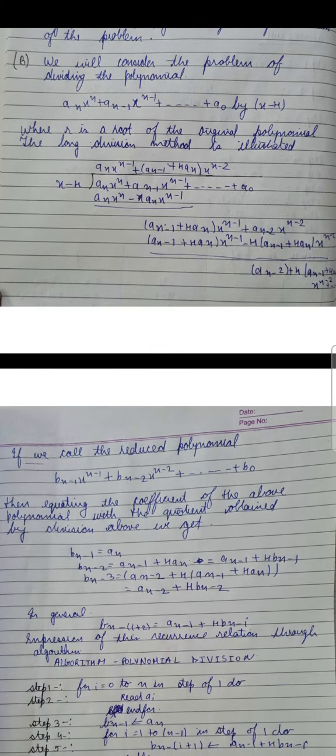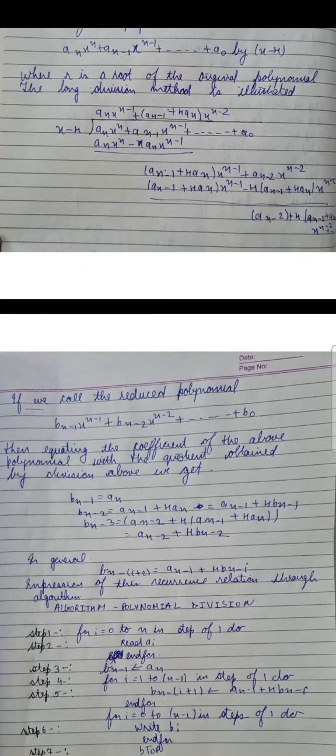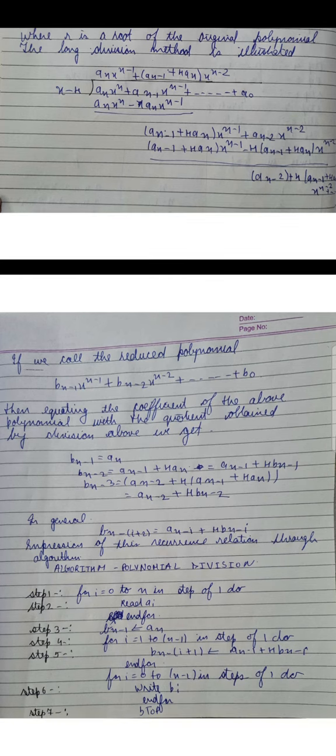If we call the reduced polynomial b_(n-1) x^(n-1) plus b_(n-2) x^(n-2) plus up to b_0, then equating the coefficients of this polynomial with the quotient obtained by division above, we get the following equations. In general, b_(n-i-1) is equal to a_(n-i) plus r b_(n-i). Now we express this recurrence relation through an algorithm. We'll explain this through the algorithm of polynomial division, where the following steps have been used.